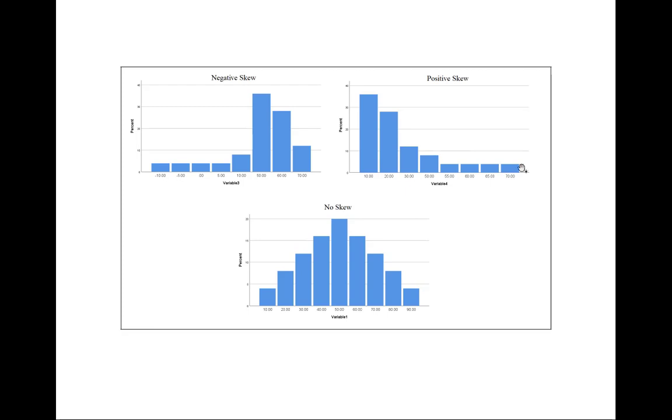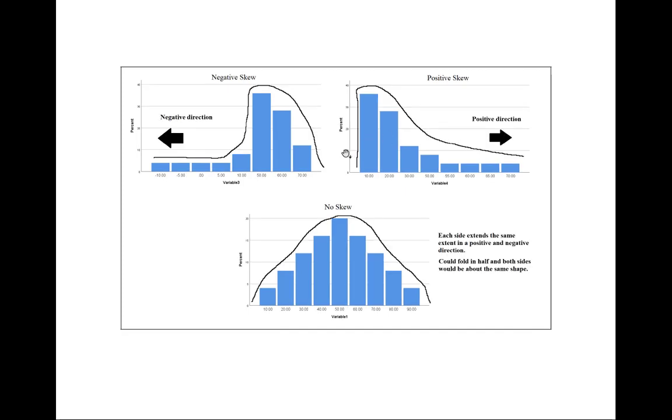This is an example of a bar graph with a positive skew, as the right side of the graph extends much further than the left side of the graph. Here's a general outline on top. As you can see, the right side is extending much further than the left side. It is extending into a positive direction, hence a positive skew.